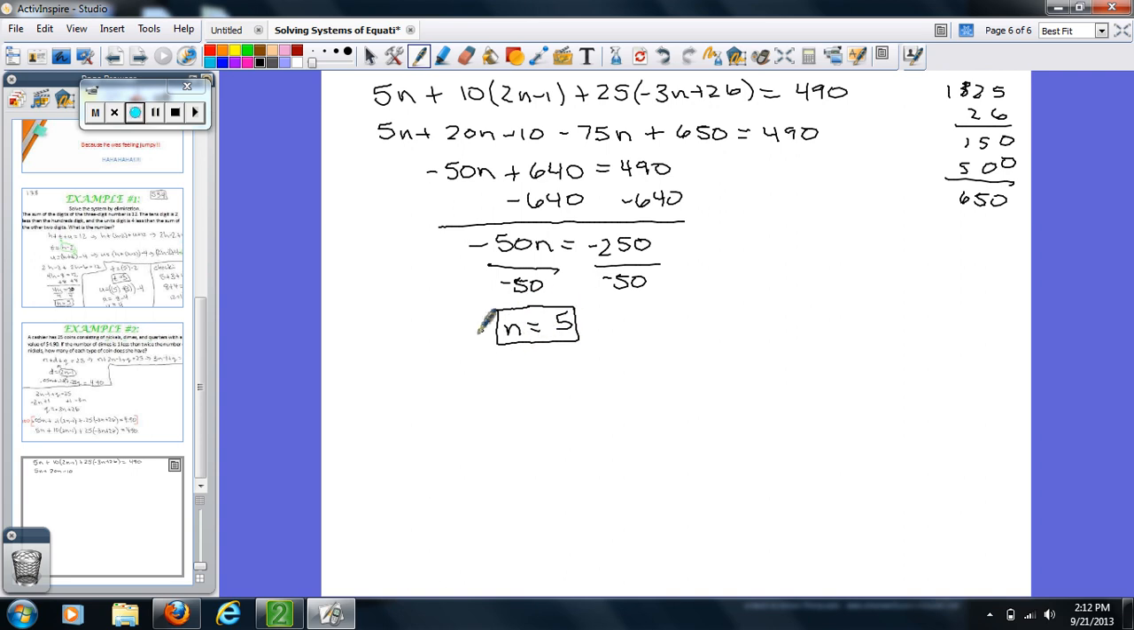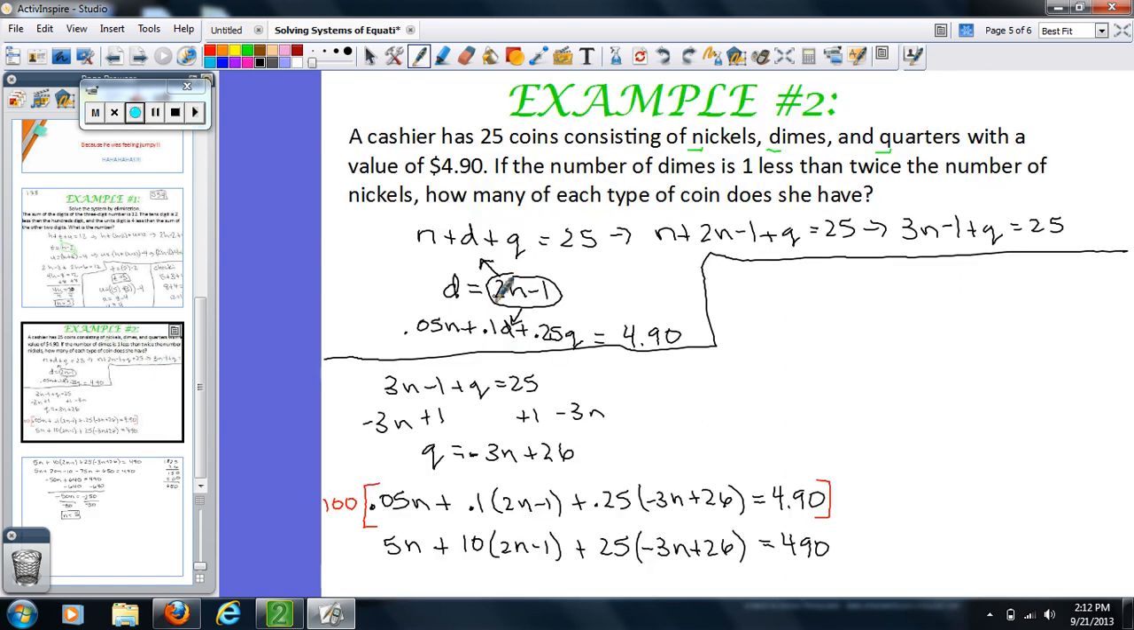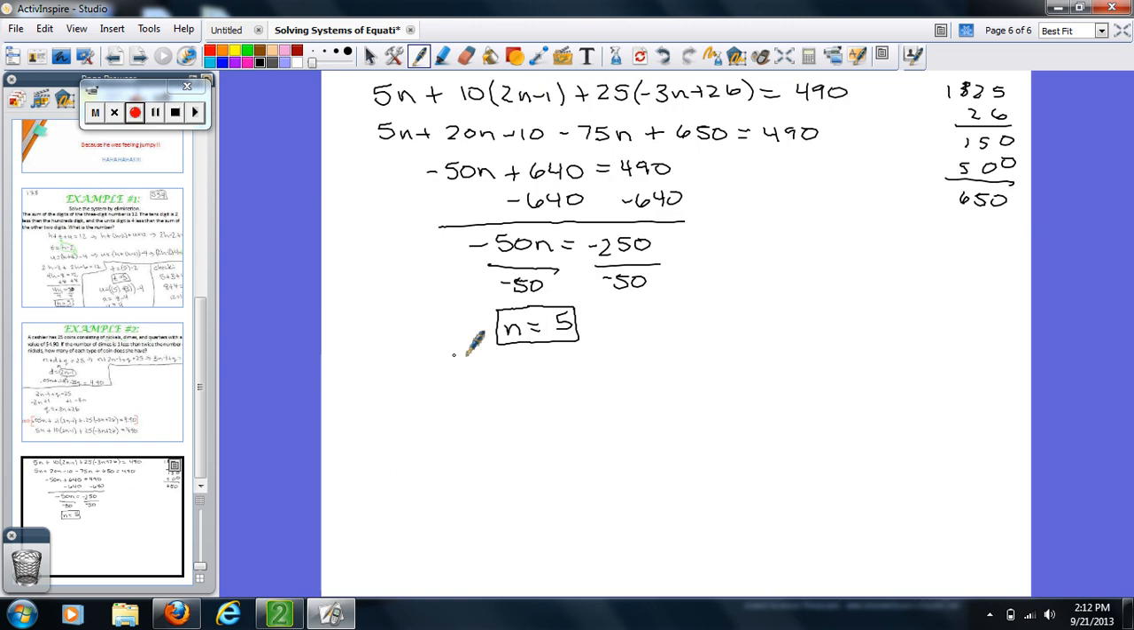Okay? And now I'm going to take this and use my other information. So now we know n equals 5. So let's find out how many dimes we have. Now you have d equals 2n minus 1. So you get d equals 2 times 5 minus 1, which means d equals 10 minus 1, and you get d equals 9.